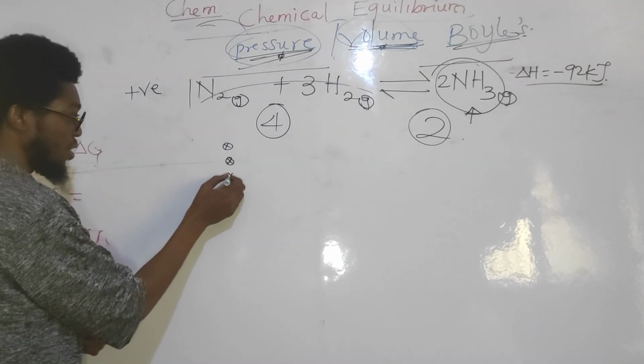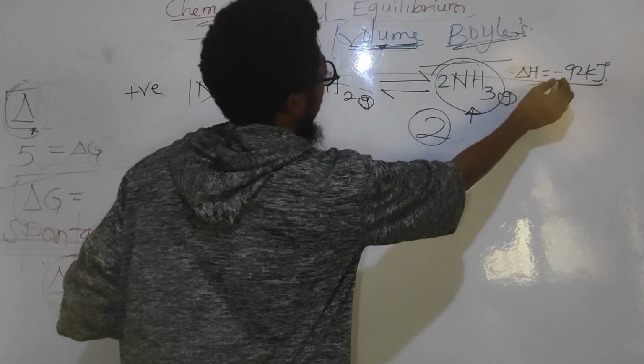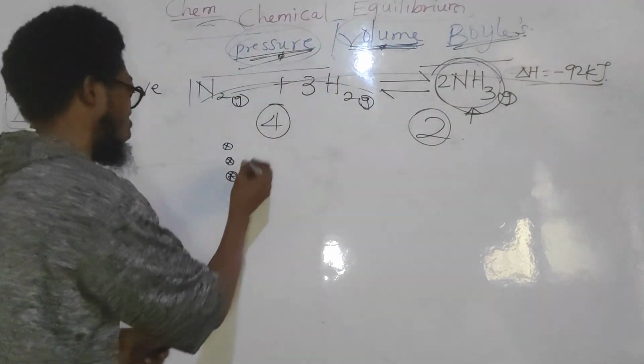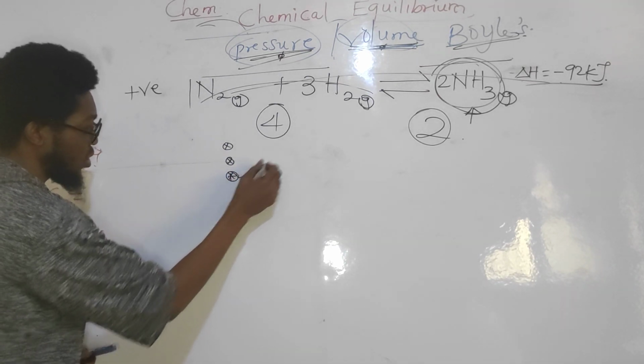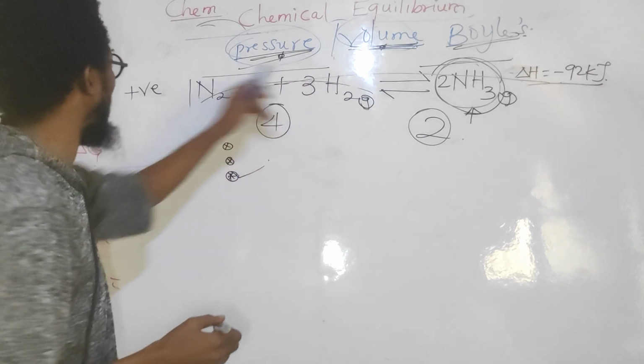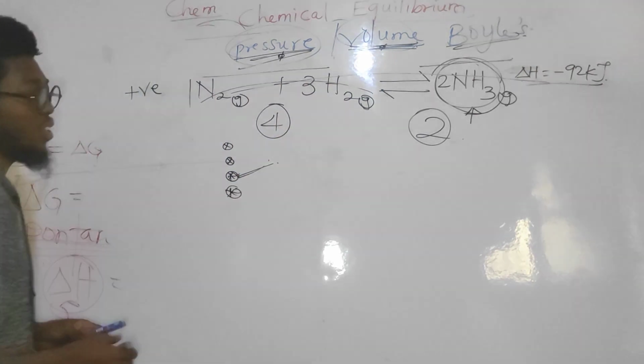Okay, C, the temperature decreases. If I lower the temperature, here will be favored, so the ammonia production is favored. That one is correct. Option D, the temperature increases. If I increase temperature, here will still be favored. So the correct option there is option C.